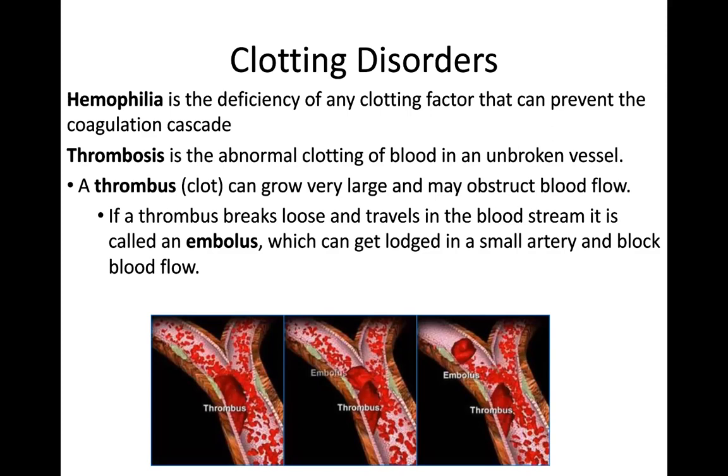Thrombosis is the abnormal clotting of blood in an unbroken blood vessel. That would be a bad thing. I mentioned earlier that a thrombus is the fancy term for a clot. It can grow very large and thus can obstruct blood flow. And if, unfortunately, it breaks free, and it does happen, it is called an embolus, which can get lodged in a small artery and block blood flow.